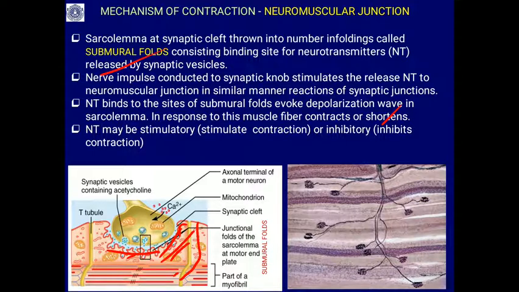This neurotransmitter may be stimulatory or inhibitory. If it is stimulatory, it brings muscle contraction. If it is inhibitory, it stops the muscle contraction. This is how exactly the picture looks in the microscope. These are the telodendron, and each muscle fiber is getting one synaptic knob.